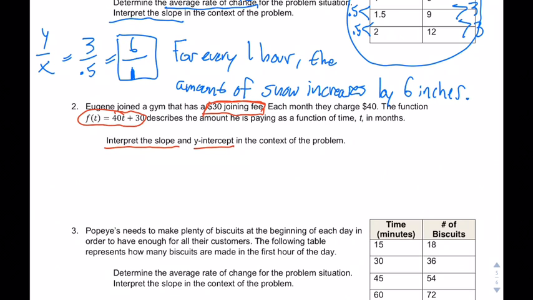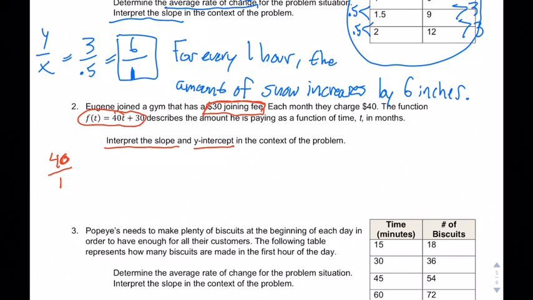So again, back to interpreting. This is just straight up, what do these numbers mean? What does this 40 mean? What does this 30 mean? Well, interpret the slope. Which of these values is the slope? I hope we can recognize by now that when we're dealing with linear functions, the number that is with the variable will be your slope. So in this case, the 40 is with the variable.